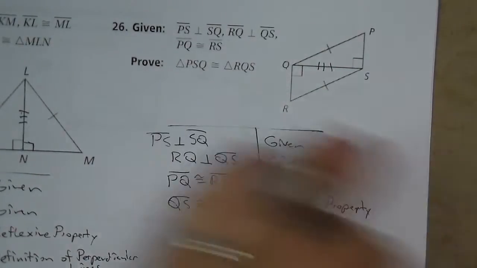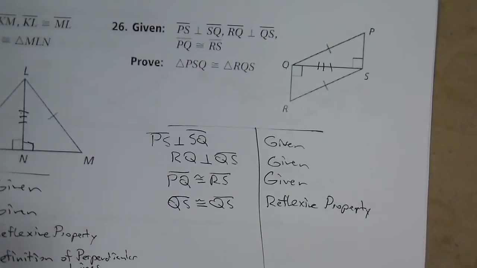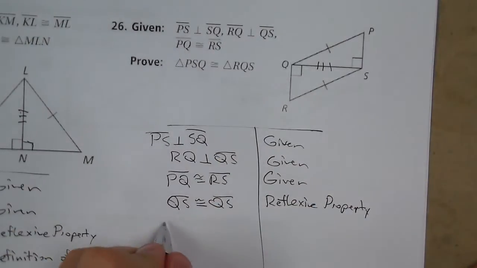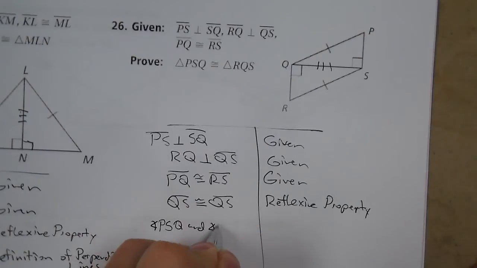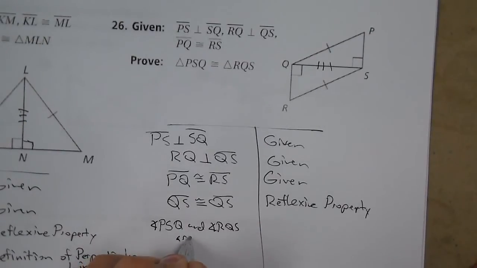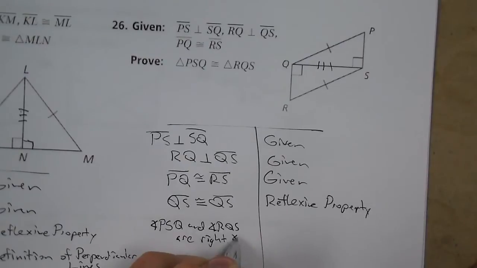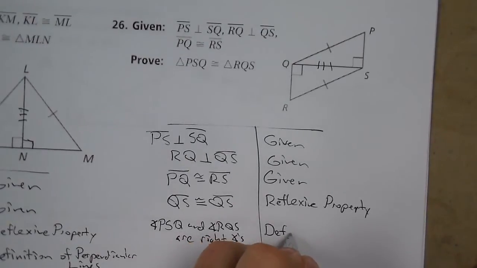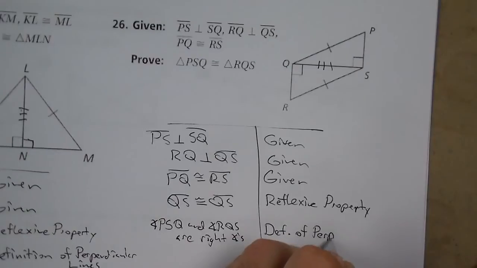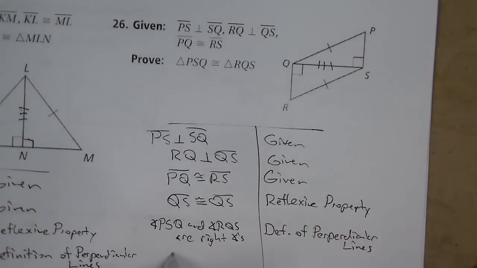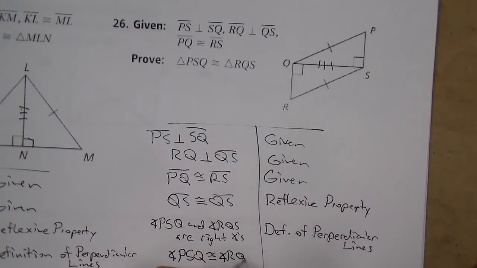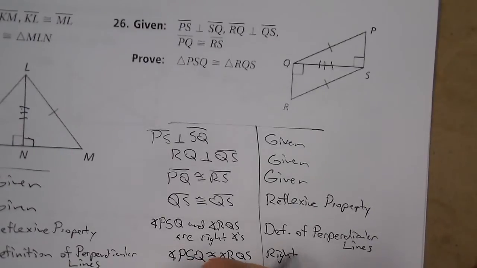And let's look at what else we have. So this is actually kind of looking a lot like 25. I have perpendicular again, so let's make sure we call these right angles. So we're going to say angle PSQ and angle RQS are right angles, and that's the definition of perpendicular lines. And then if they're right angles, I'm going to say that angle PSQ is congruent to angle RQS because right angles are congruent.